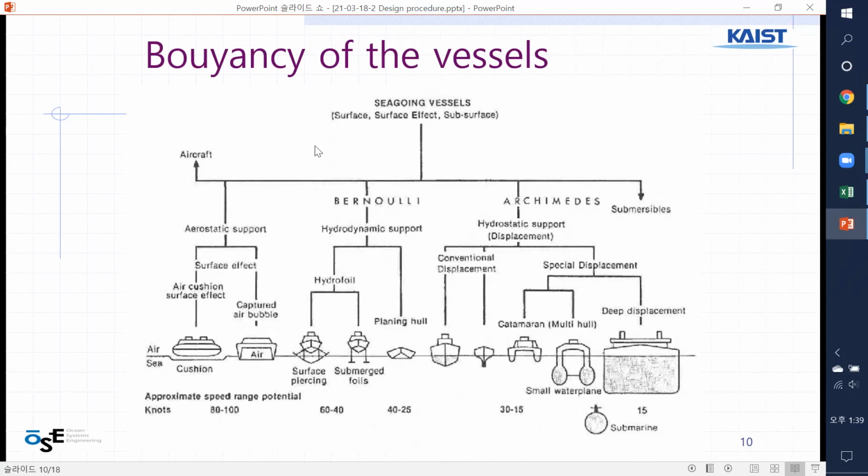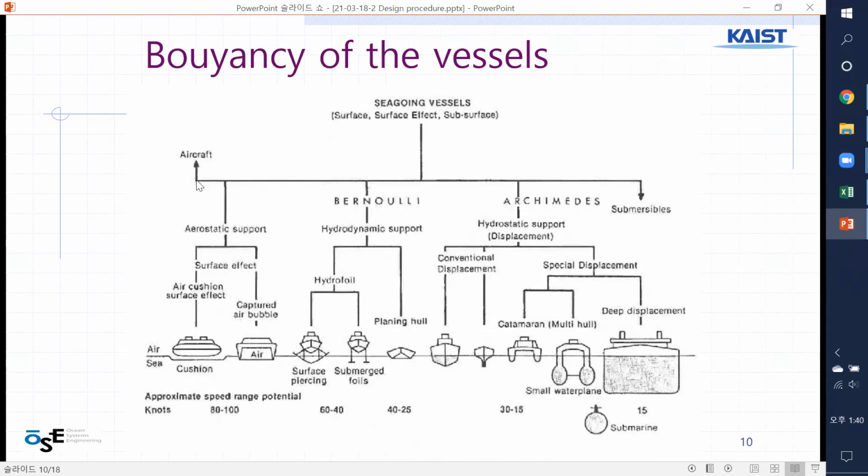But this Bernoulli theory and hydrodynamic support is the same as the theory we can apply to airplanes. But in the airplane case, they do not use hydrodynamic support. Instead, there is aerodynamic support. The lift comes from aerodynamic support using the Bernoulli theory. Right? Pressure difference. You can remember how to solve that lift coming from airplane wings.